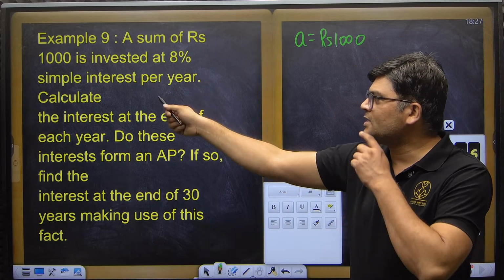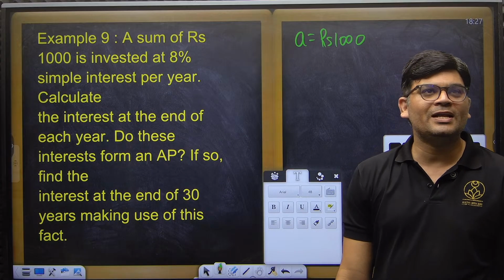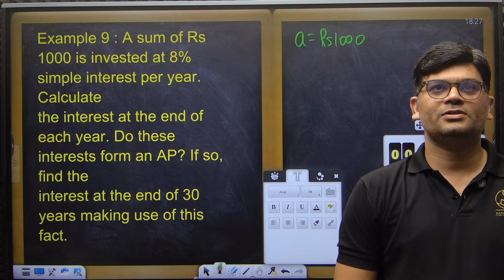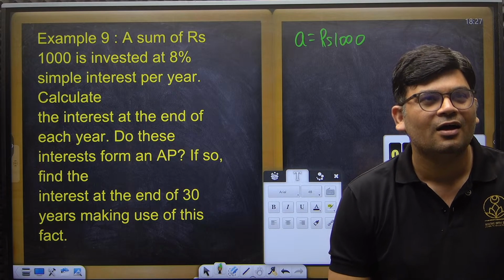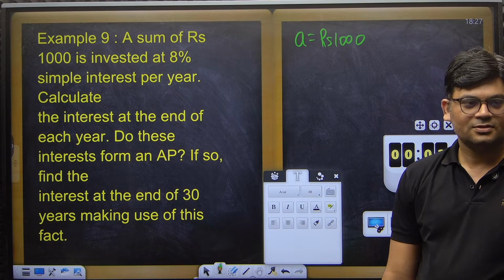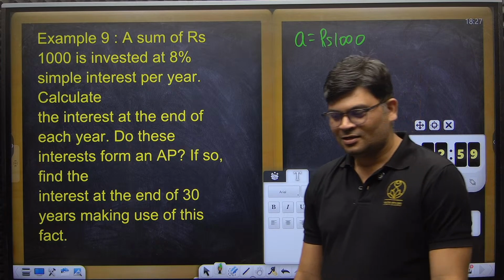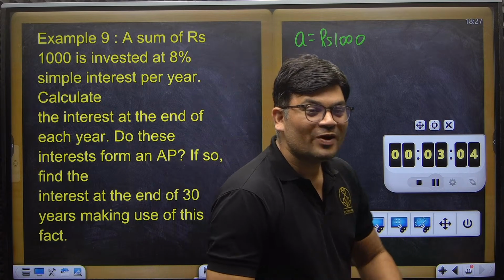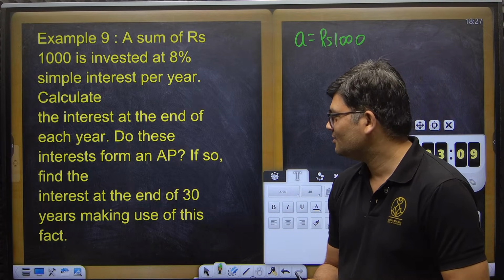Invested at 8% simple interest per year. So what is D? Can anybody tell me what is D? D is how much? 10. Sir, 80 will be it, maybe. Yes. What is 8% of 1000? What is 8% of 1000? 80. So what is D? D is 80. Very good.